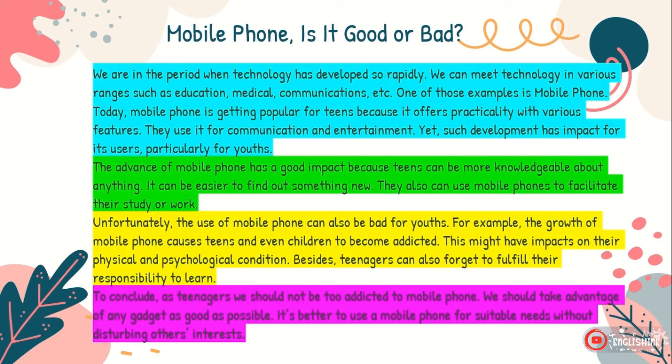And now I will give you an example of discussion text. So as we can see here that there is a discussion text about mobile phones, and the blue paragraph is the issue section and the green paragraph is the supporting point section, while the yellow paragraph is part of the contrasting point section. And the last paragraph, colored in purple, is the conclusion or recommendation section.